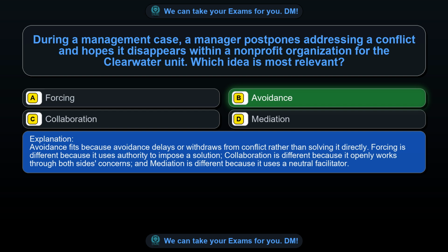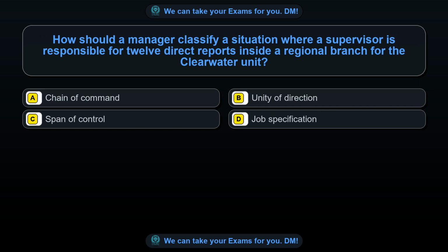Avoidance fits because avoidance delays or withdraws from conflict rather than solving it directly. Forcing is different because it uses authority to impose a solution. Collaboration is different because it openly works through both sides' concerns, and mediation is different because it uses a neutral facilitator. Question 43.